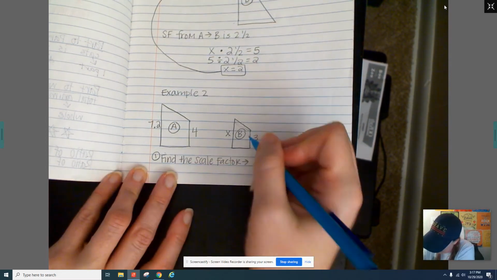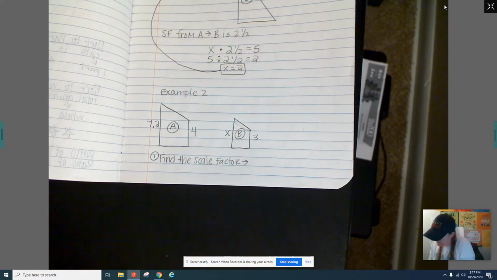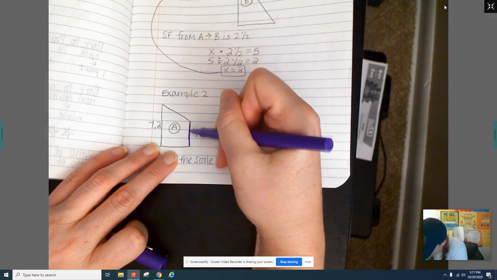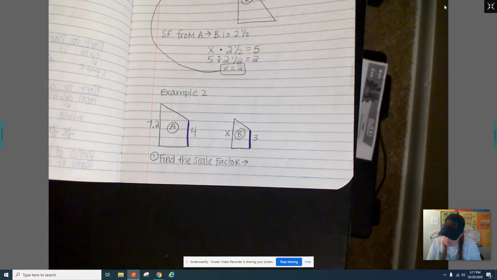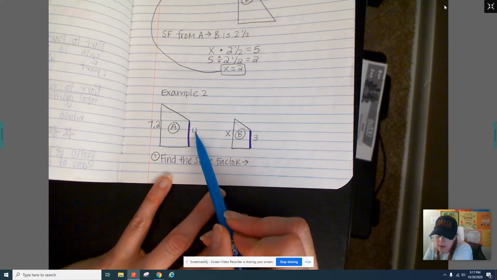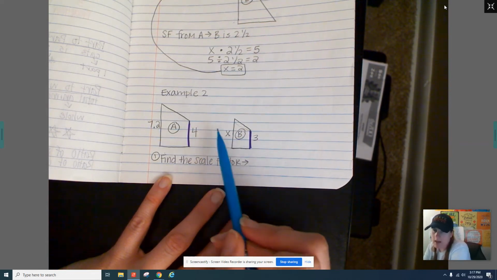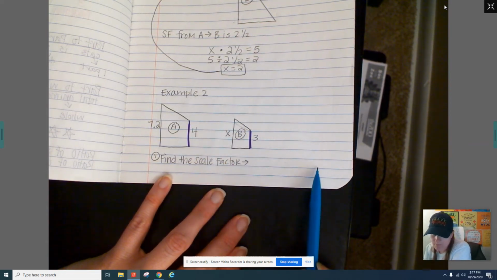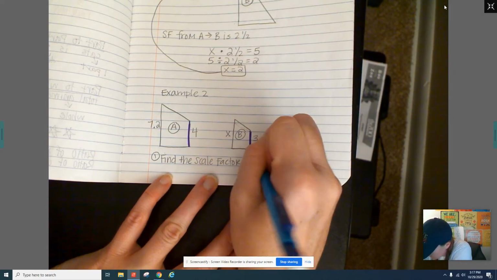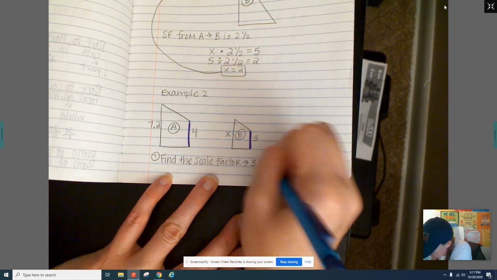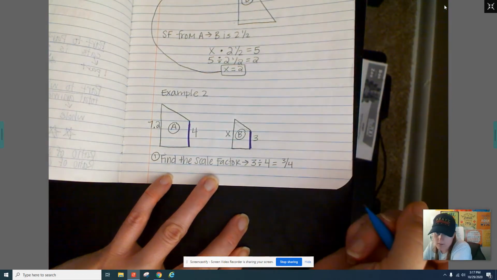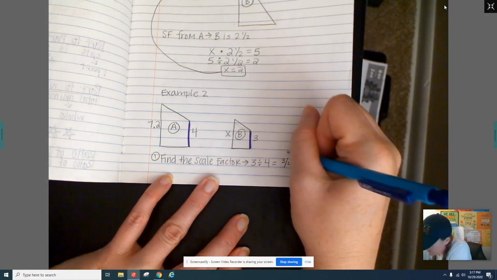We can do that by taking this side, 3, and dividing it by the corresponding side on the larger shape. What I'm really looking for here is what did I multiply 4 by to get to 3? 4 times what equals 3? Well, I don't know, but I can do division to find out. 3 divided by 4 is going to equal 3/4. So the scale factor is 3/4.